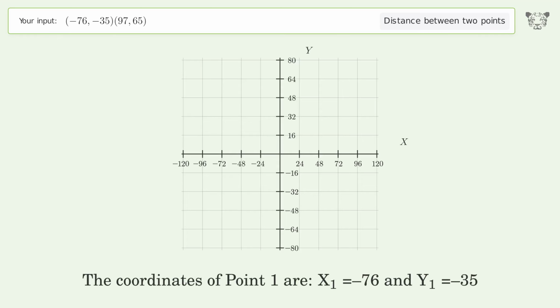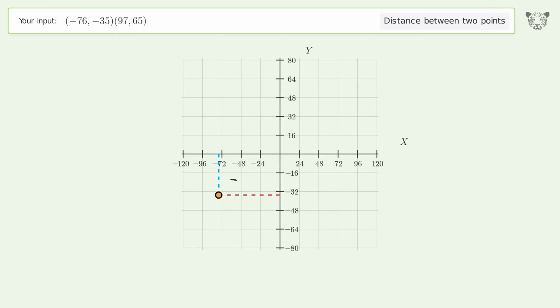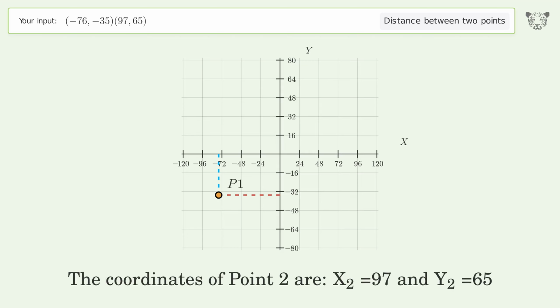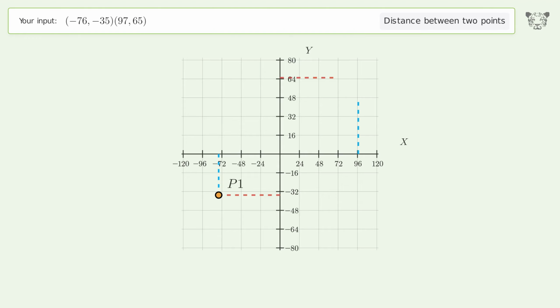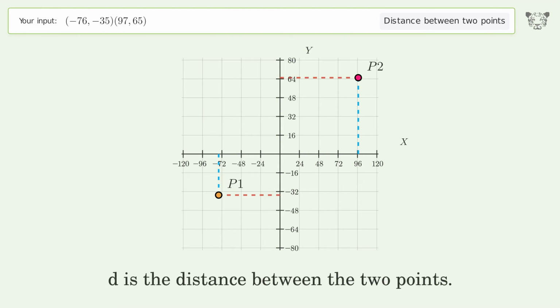The coordinates of point 1 are x1 equals -76 and y1 equals -35. The coordinates of point 2 are x2 equals 97 and y2 equals 65. D is the distance between the 2 points.